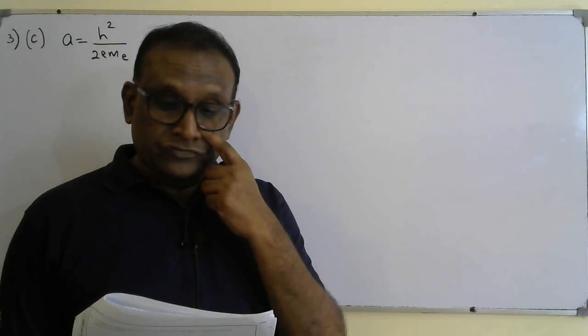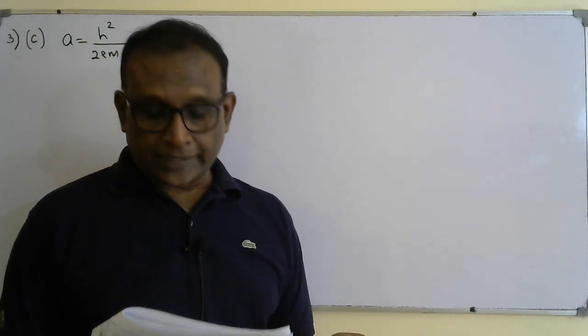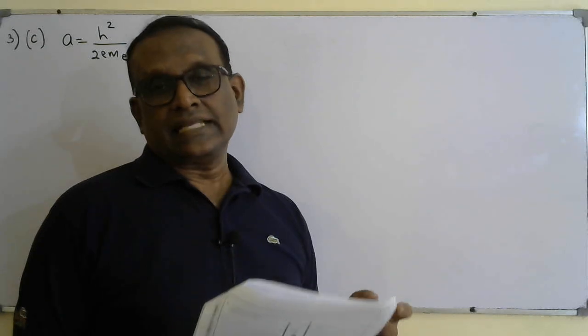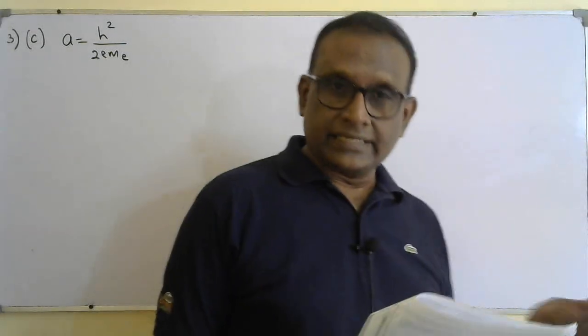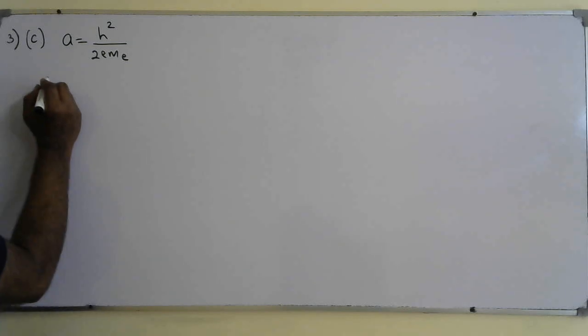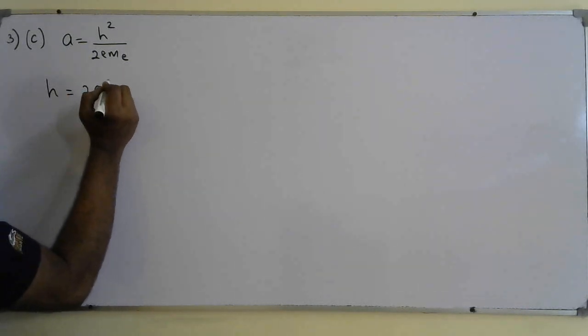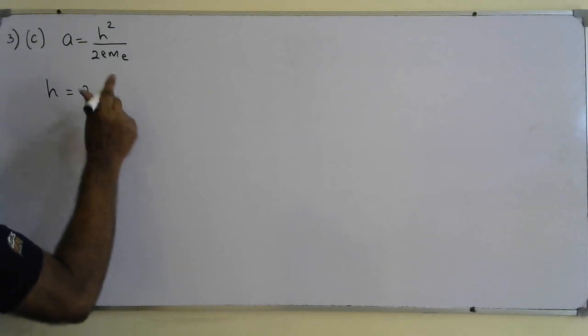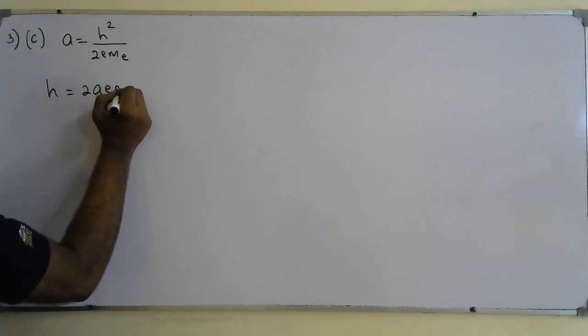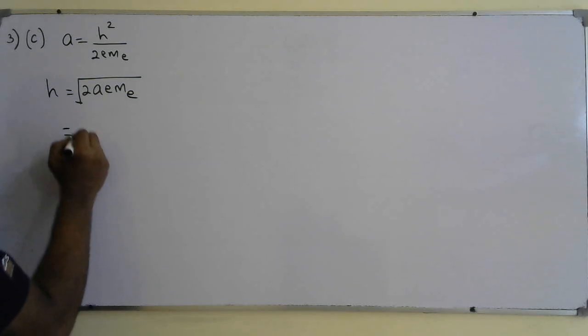The mass of the electron is given in the data sheet, 9.11 × 10 to the minus 31 kilograms. E, the charge of the electron, is also given in the data sheet. So you can get them from the data sheet. To find h, cross multiply: h equals the square root of 2AE m. Okay, substitute the values.